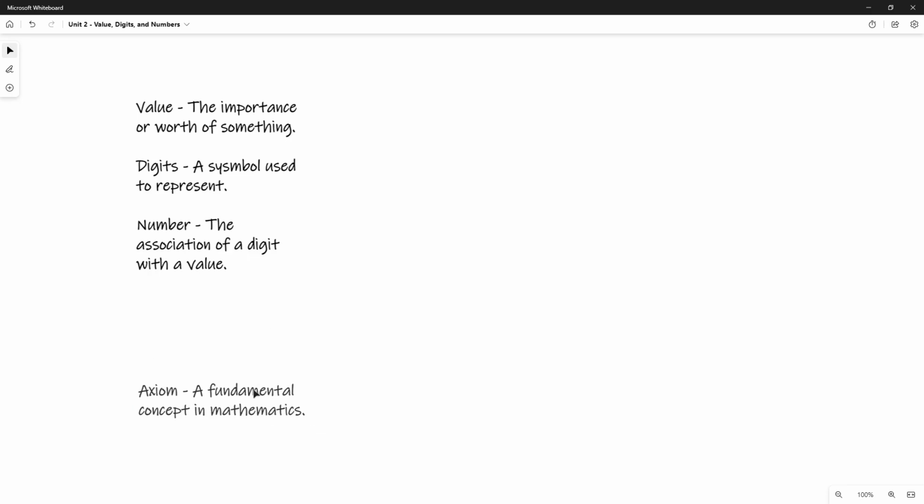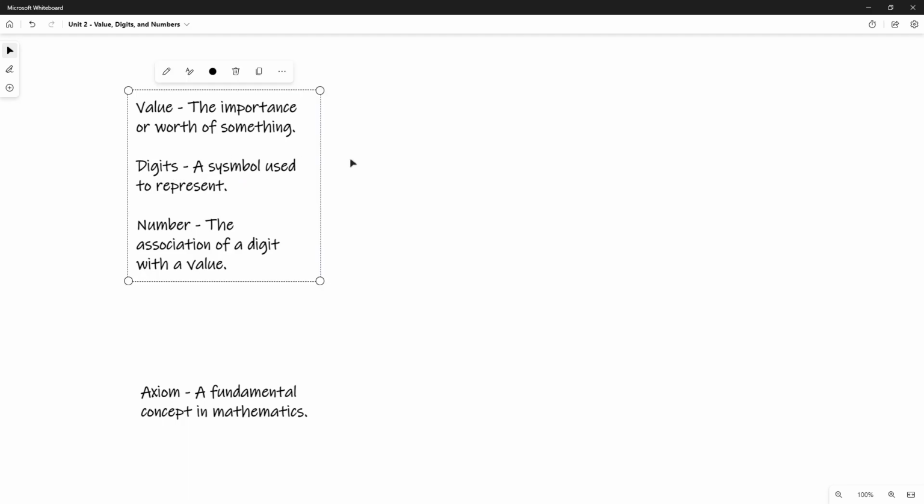But in arithmetic, you can think of it as a fundamental concept, something that we need, something that we assume to be true right out of the gate. We don't need to prove it to be true. It's something we take for granted almost. So value, digits, and numbers are three of those things, and they are the first thing we talk about in arithmetic. So value is the importance or worth of something. Digit is a symbol, which I've spelled incorrectly, there we go, used to represent. And number is the association of a digit with a value.